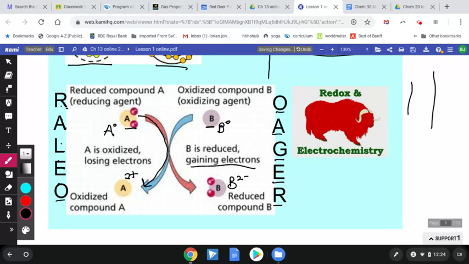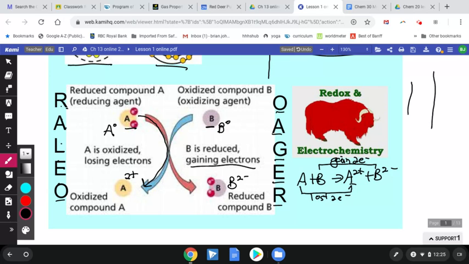If we wrote that out as a reaction, we would say that A reacts with B to produce A2 plus and B2 minus, and that's what we would call a redox reaction. And you would be able to break it apart and go, oh, okay, A lost 2 electrons and B gained 2 electrons. So those are the skills you're going to learn in today's lesson.